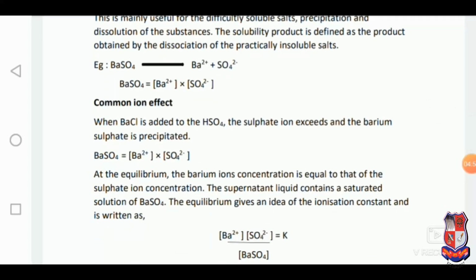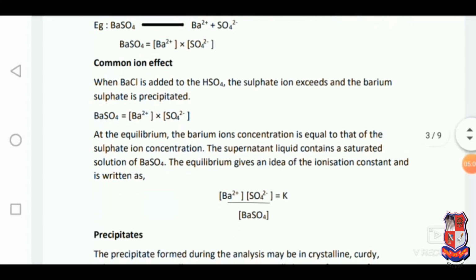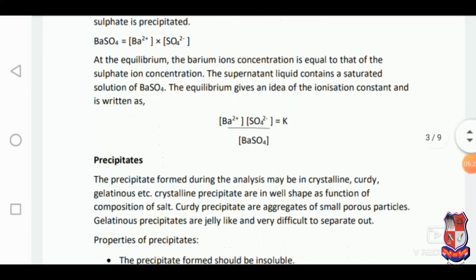The final and the foremost is the common ion effect, which is due to the same thing that is precipitated out in the given reaction, which is barium sulfate, and at the equilibrium, the barium ion concentration is equal to that of the sulfate ion concentration, and the supernatant liquid contains a saturated solution of barium sulfate. And this is the thing which the students and the mentors have to understand, that the equilibrium and whatever the ionization constant associated with that has to be justified accordingly.